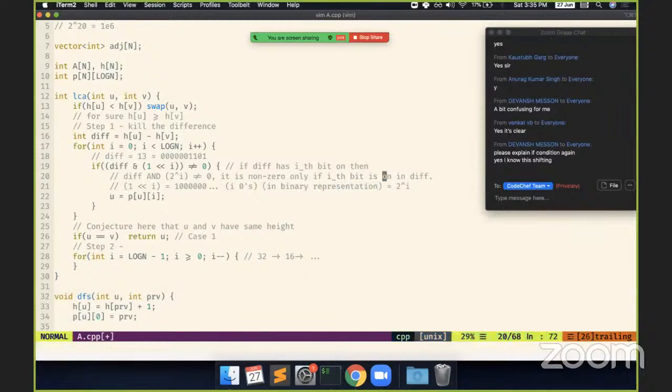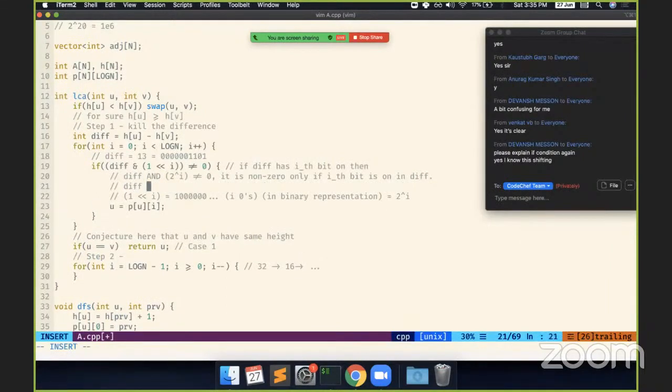Right? So 1 bit shifted I is actually 2 to the power I. So I'm comparing, and this is the AND operation, right? This is the ampersand. So diff AND 2 to the power I. I'm just comparing the diff in its binary representation and 2 to the power I in its binary representation.